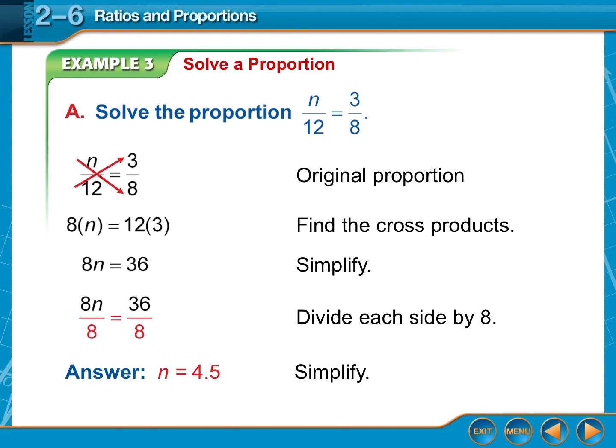Now we're going to be finding a value for n to make it a true statement. So we are still going to do cross multiplication. You're just going to have a variable in it, and then once you have the equation, you just solve like we've been doing.